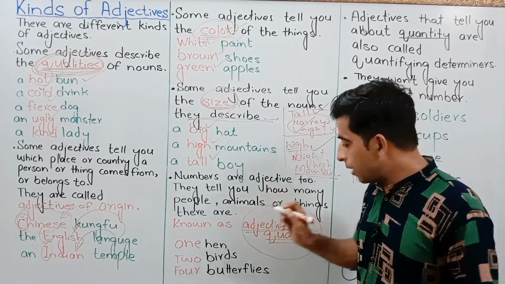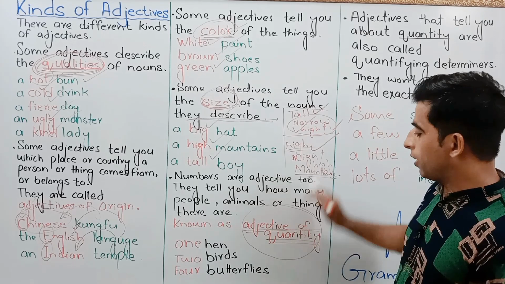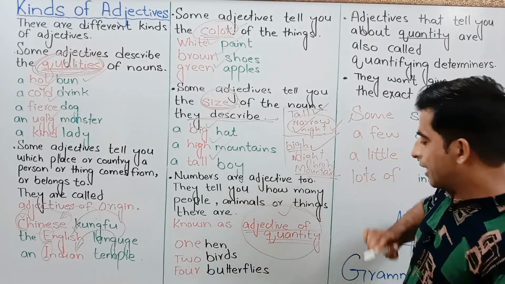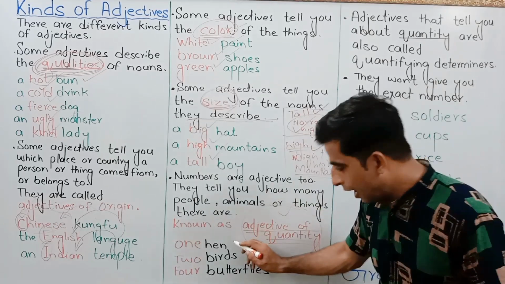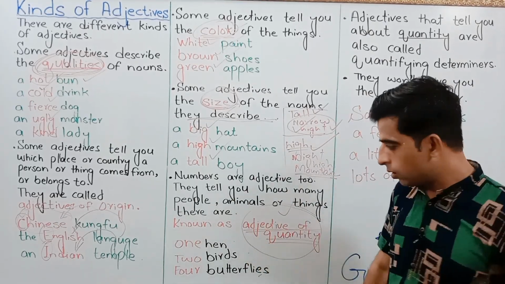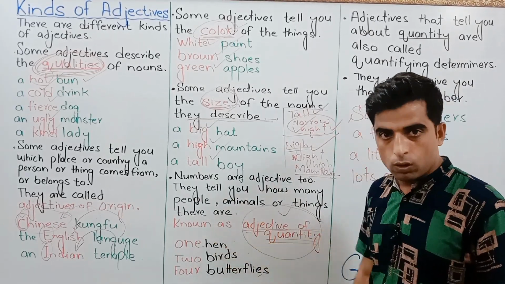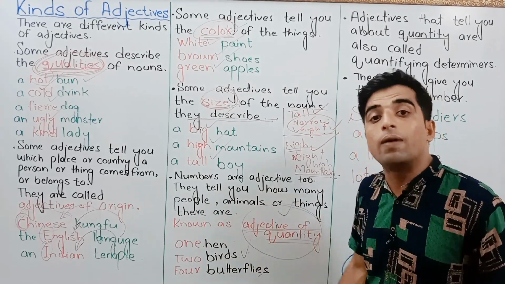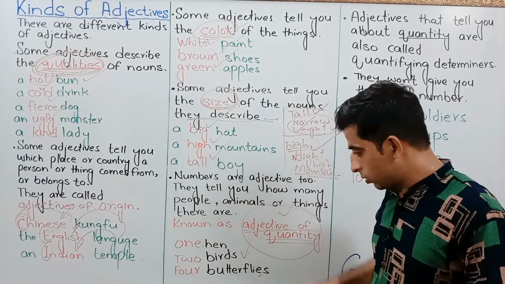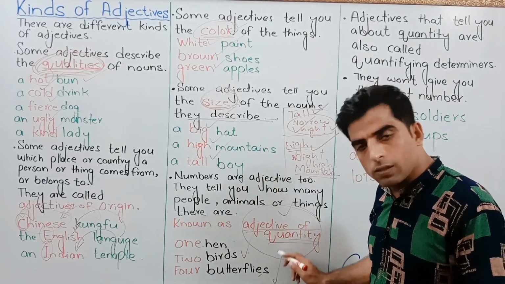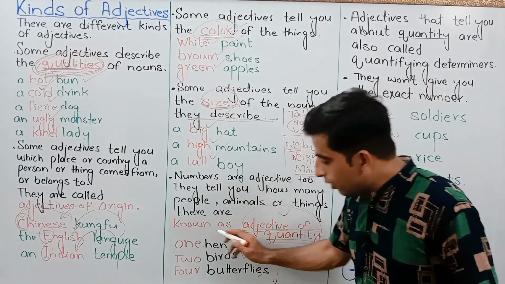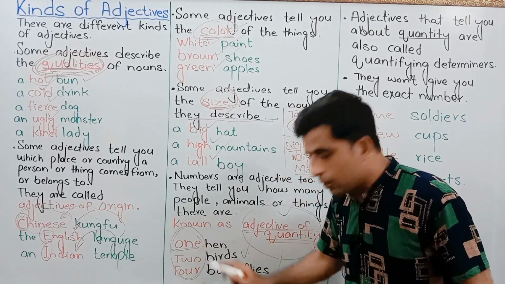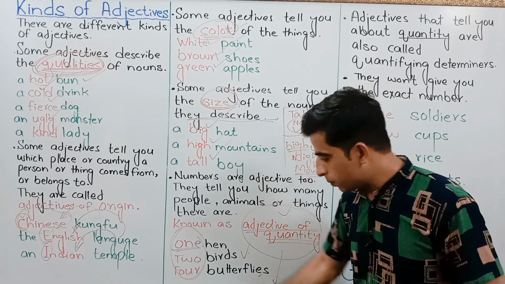As I told you, I must tell you the difference between adjective of quantity and quantifying determiners. So let's understand adjective of quantity. Hen, birds, butterflies. One hen. How many hens? One. Two birds. How many birds? Two birds. How many butterflies? Four butterflies. Here you must pay attention. One is a specific counting.